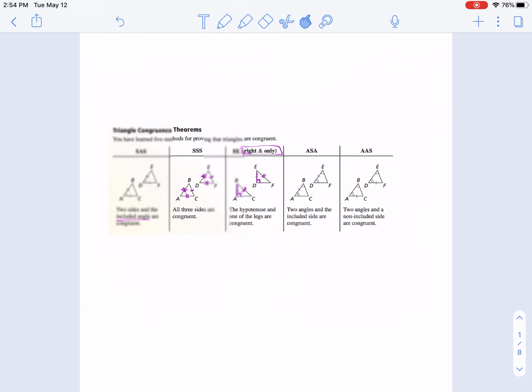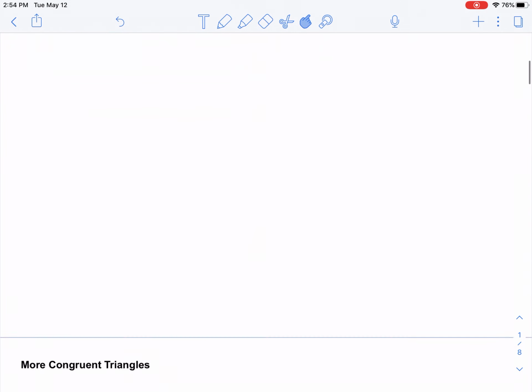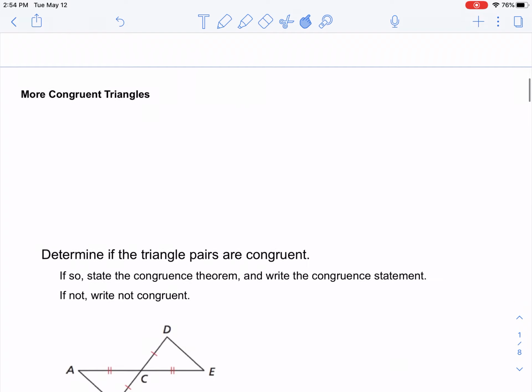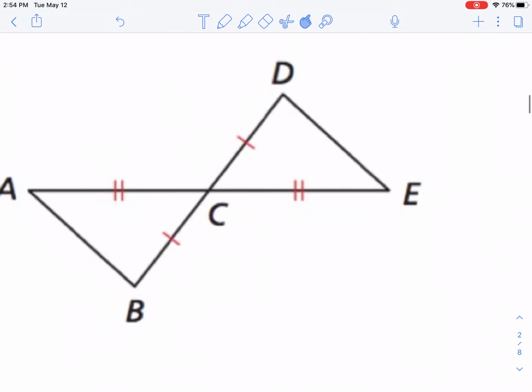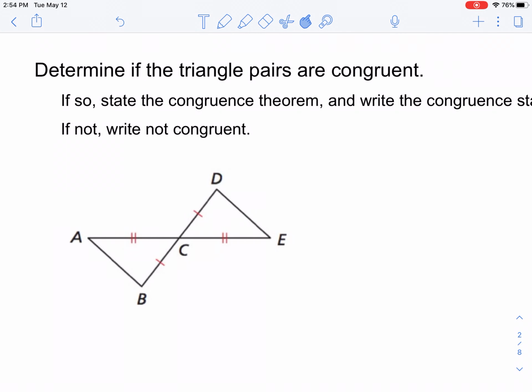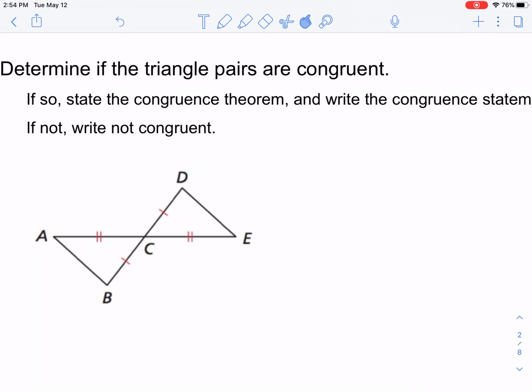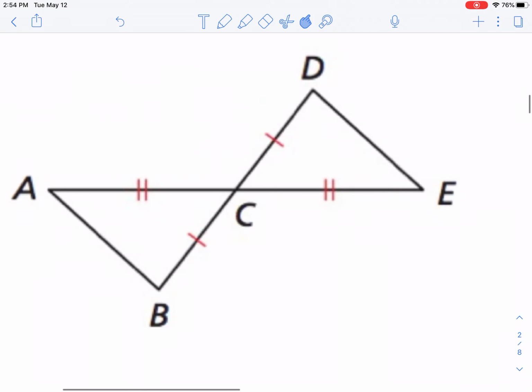So we're going to go ahead and practice identifying congruent triangles by these methods. We're also going to write a triangle congruence statement. So the first one here says, determine whether the pair of triangles are congruent. If so, state the congruence theorem and write the congruence statement. If not, write not congruent. So at first glance, you might think I only have 2 pairs of sides. But there are some things in diagrams that I know to be true based on facts that we've already learned.